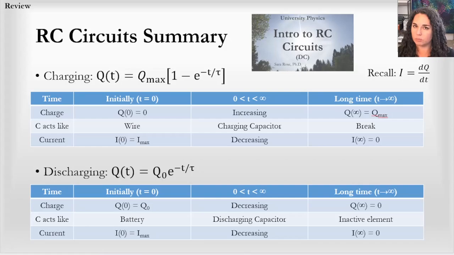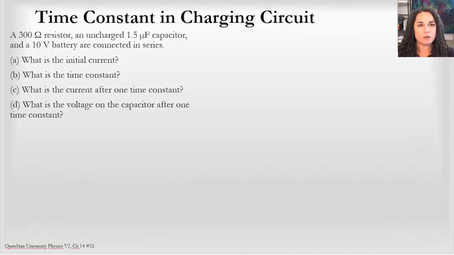I hadn't solved any problems in the previous video, so this is an opportunity to pick up how to solve some of those problems with the concepts that were covered there. The first problem I have is just a simple charging circuit. We have a resistor, an uncharged capacitor, and a battery connected in series. So I'm going to draw this out.